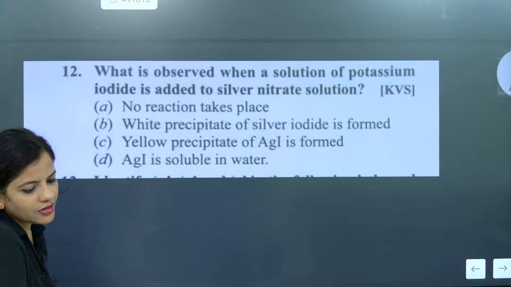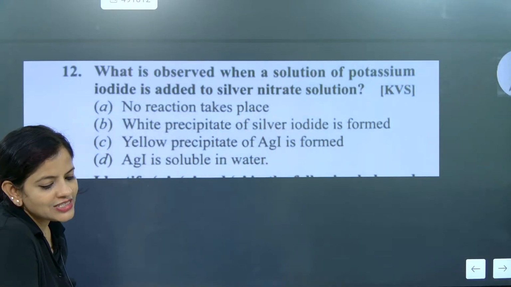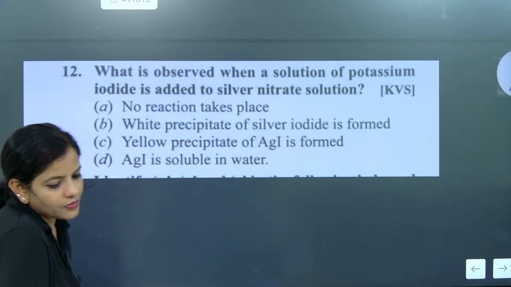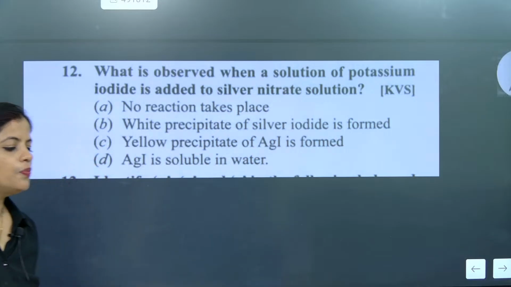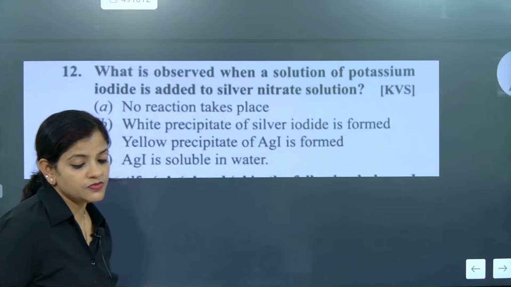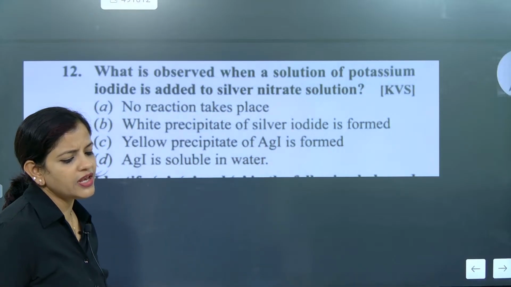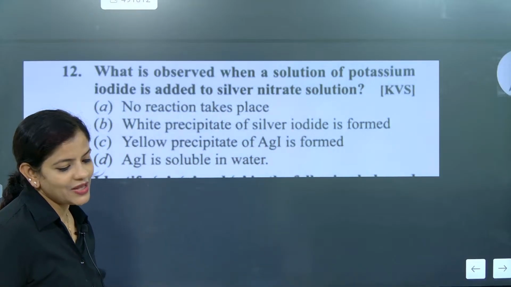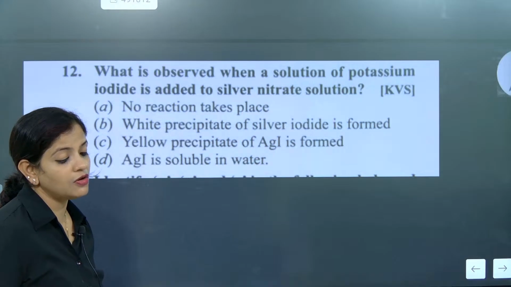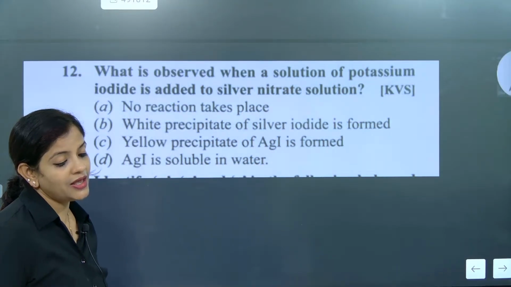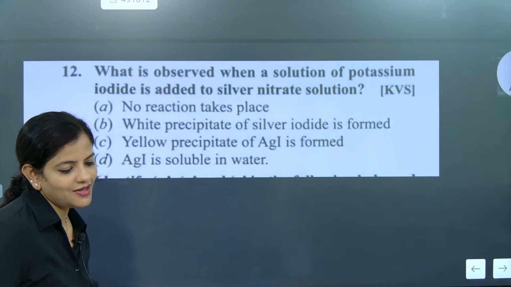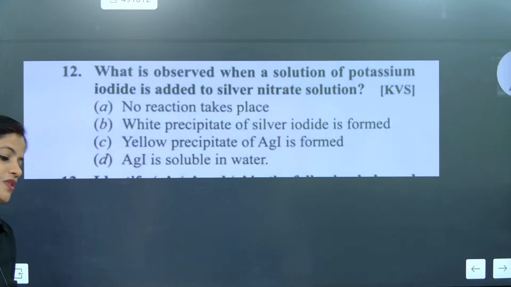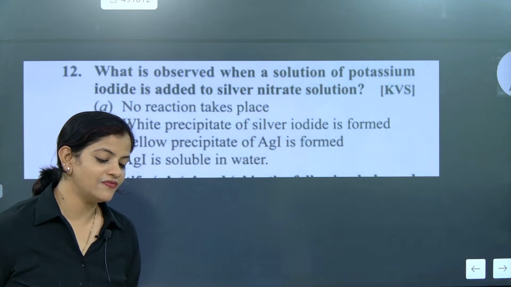Go for it. Sophie is telling yellow PPT is formed. What about others? Just think very wisely. It is not the same reaction where you can always find white PPT. Here another thing is there, that is potassium iodide. So potassium iodide is there. So think very nicely and then give the answer.